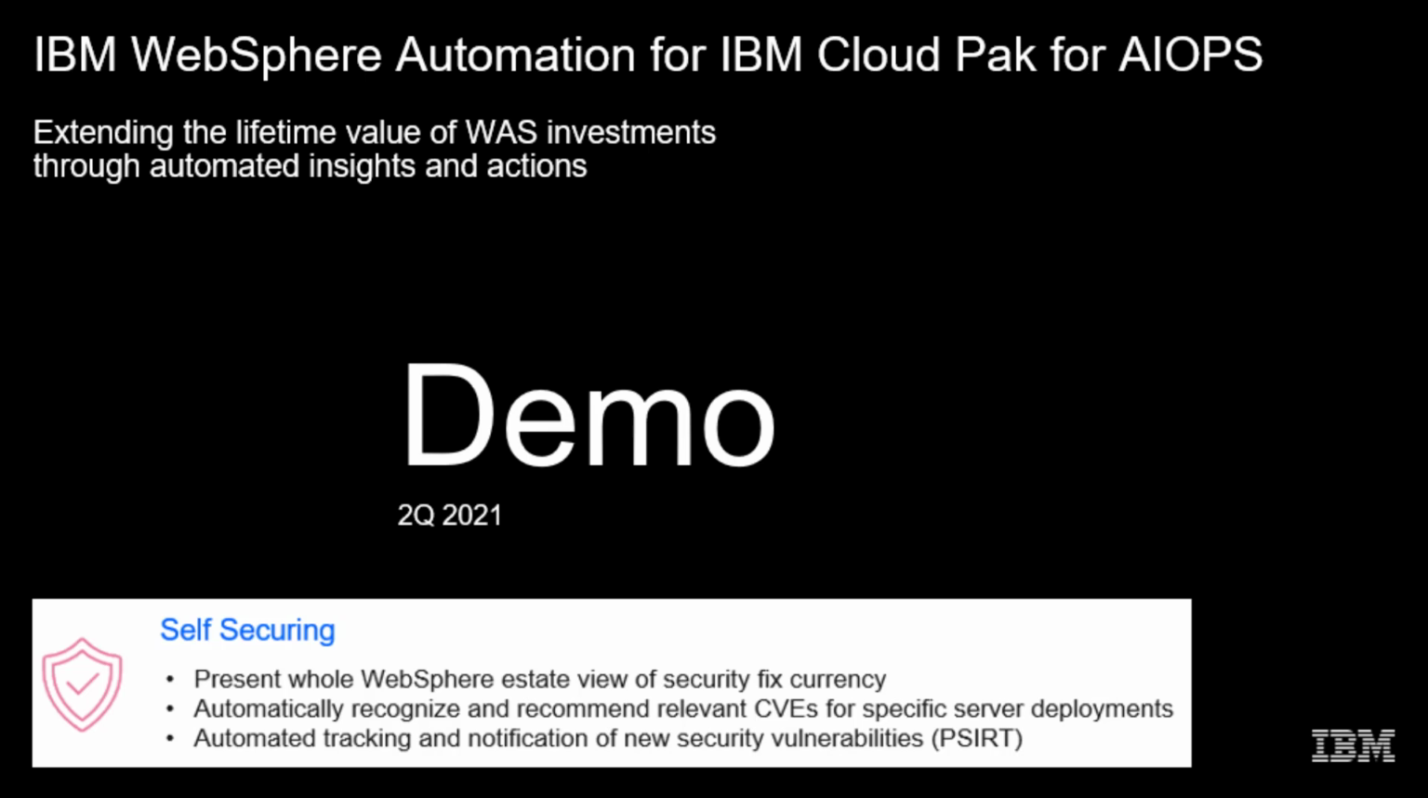In this demonstration, you will see the intuitive user interface of the automated security vulnerability features that are available in the current release. These features include a whole WebSphere estate view of security fix concurrency, recommendations of relevant CVEs, or common vulnerability and exposures, for specific server deployments, and automated tracking and notification of new security vulnerabilities or PSIRTs.